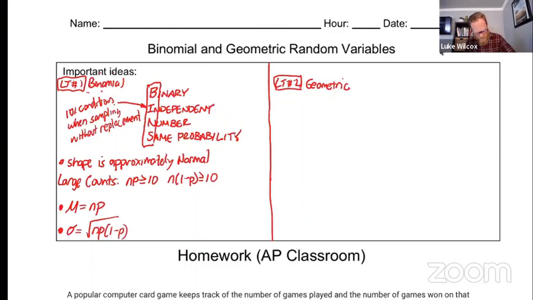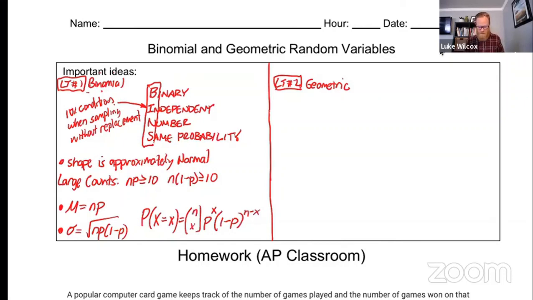And then finally, the last thing I want to record here is how to calculate the probability of getting exactly x successes out of n trials, which comes from our formula sheet. N choose x times the probability of success raised to the x times the probability of failure raised to the n minus x.